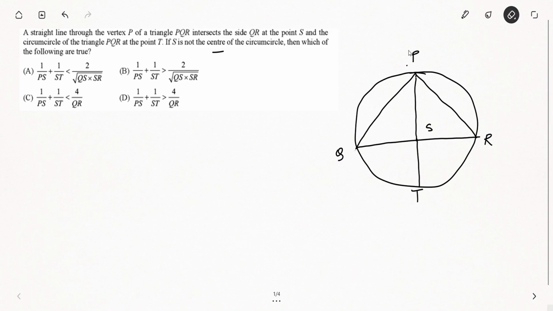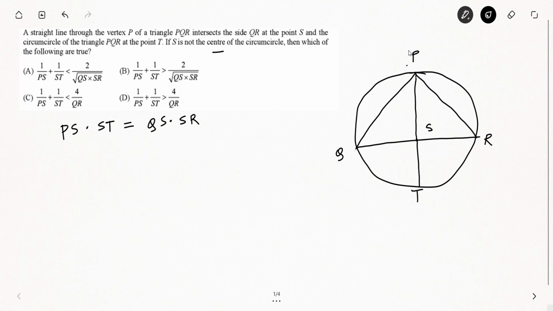Now we know from the basic property of chords that two chords are intersecting. The two chords are PT and QR. So we can write that PS into ST is equal to QS into SR. We have read this in class 9th or 10th geometry. PS into ST is equal to QS into SR.